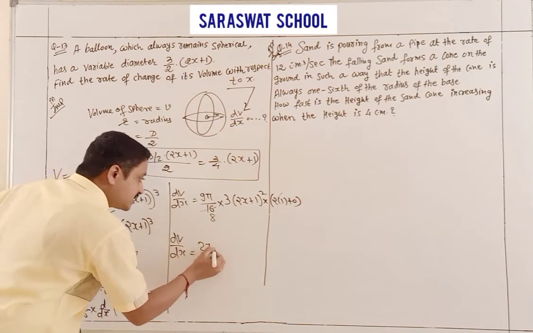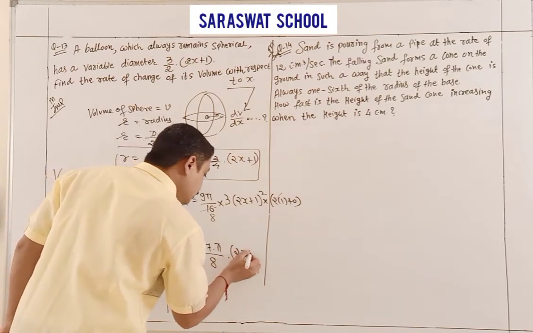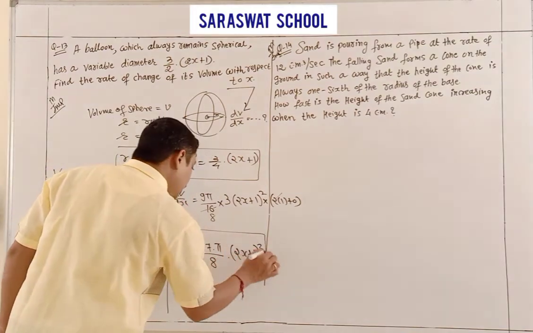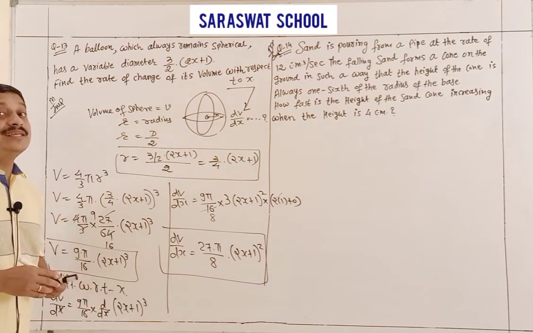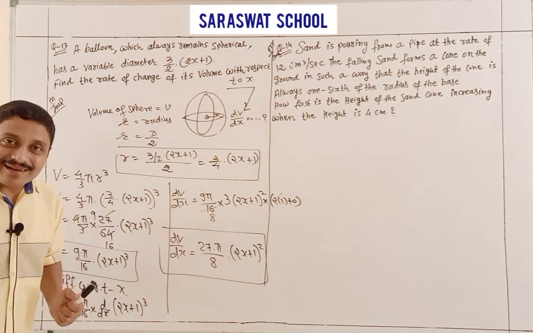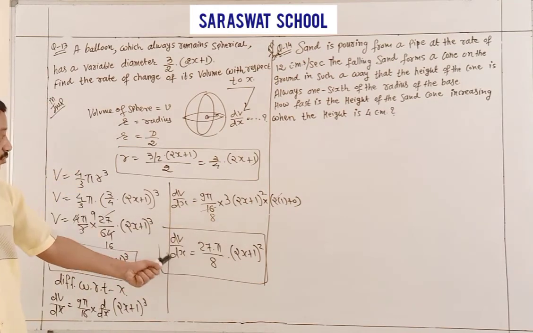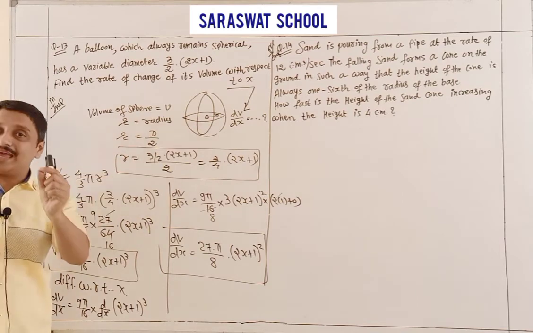9 times 3 is 27 by 8, and here (2x plus 1) square. Here no unit is given, but the numerical is done. That's the easy way and simple solution. 27 by 8 times (2x plus 1) square. That is the volume changing with respect to x.